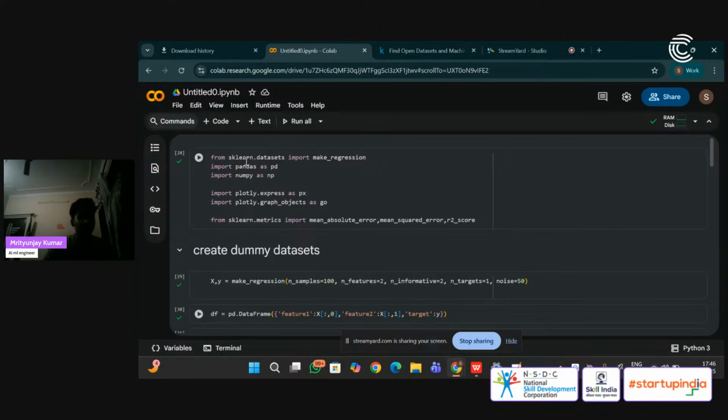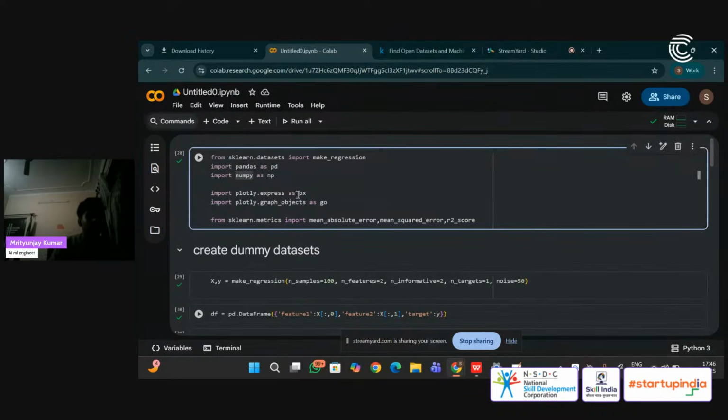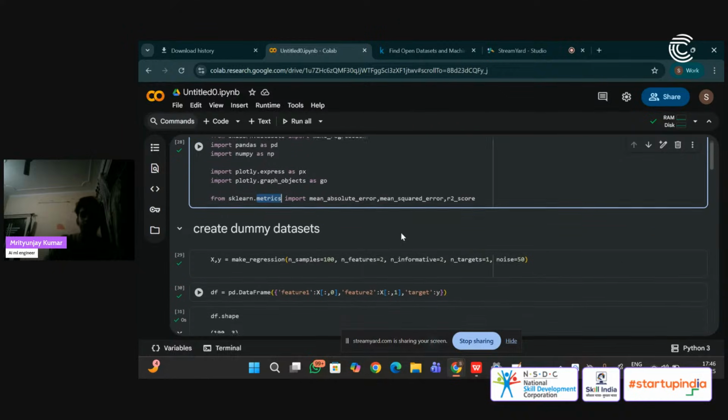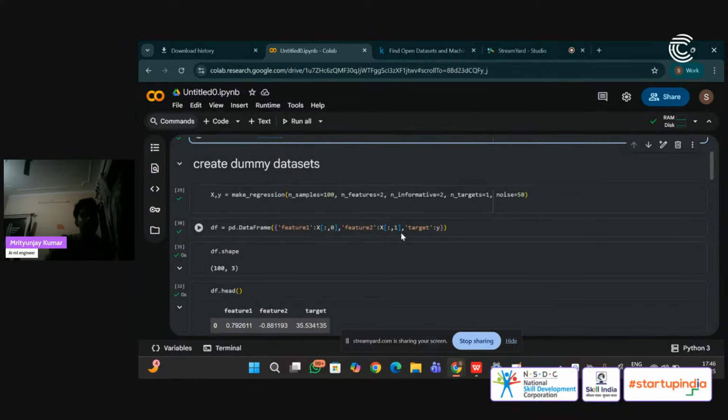To make numerical calculations, then I use Plotly for plotting the graph, to see how the data is going to work. And then I have used some metrics. Metrics are nothing but a way to calculate the error. So from here we are going to calculate all the error. Now see, I have created here XY dummy regression data.